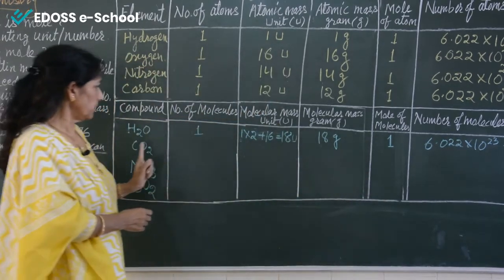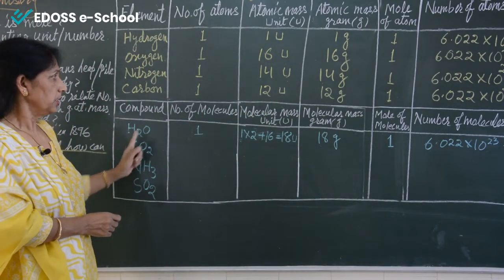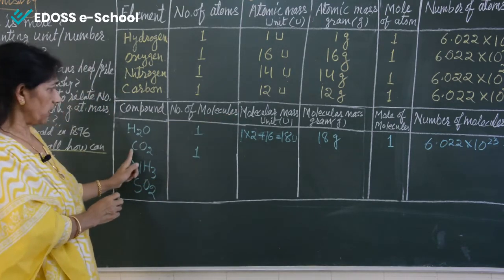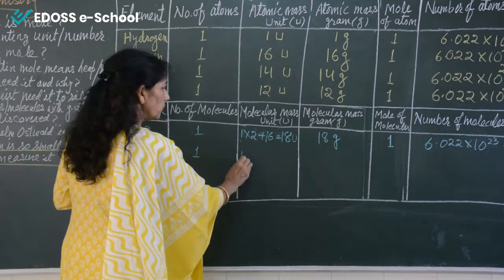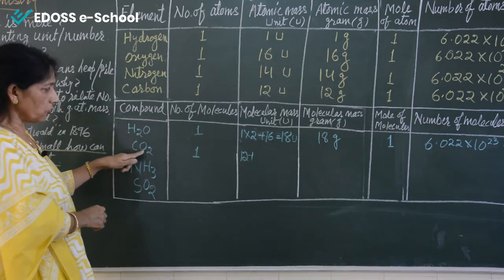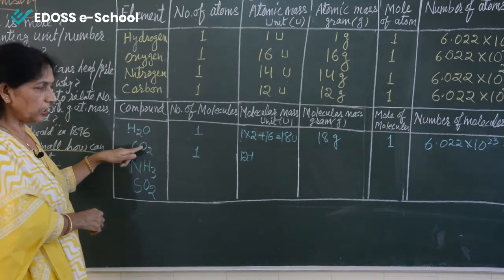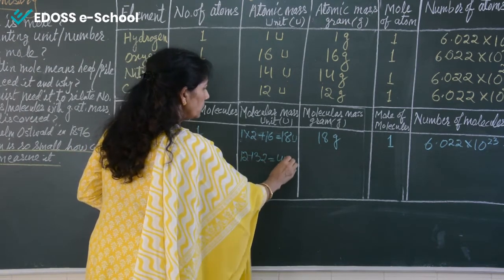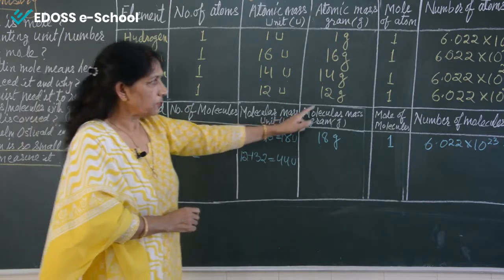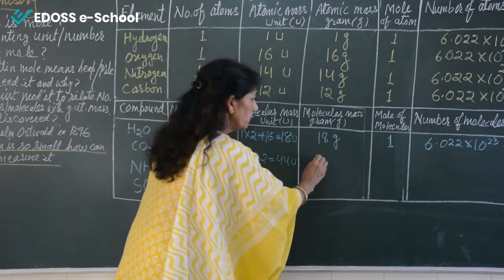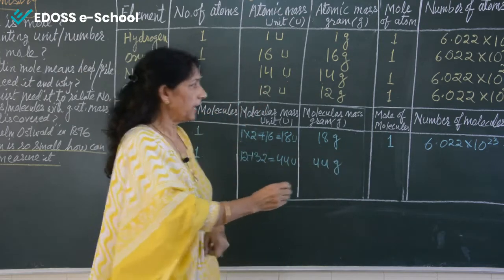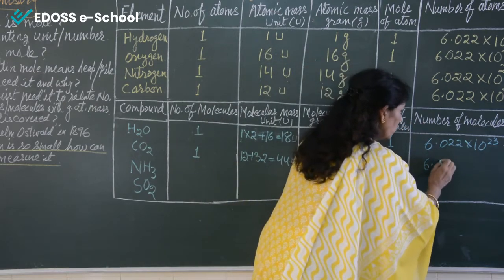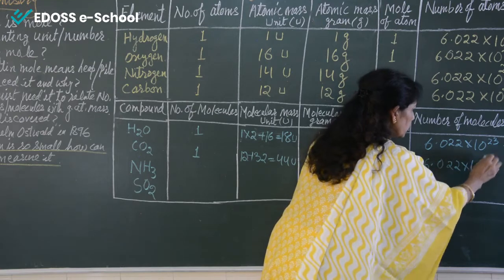Now if I am taking carbon dioxide, CO2, the number of molecules is 1. Now for its molecular mass, the atomic mass of carbon is 12 and oxygen is 16, and 2 oxygens are there, so 16 into 2 is 32. So this is coming 44 unit. The gram molecular mass will be the same, 44 gram. The mole of the molecule will be the same, 1, and the number of molecules in a mole will be the same, 10 raised to power 23.